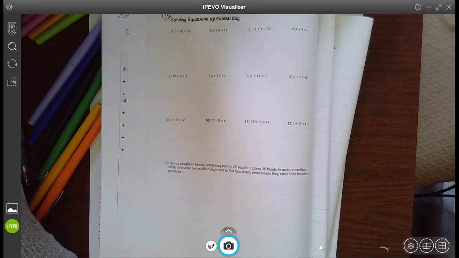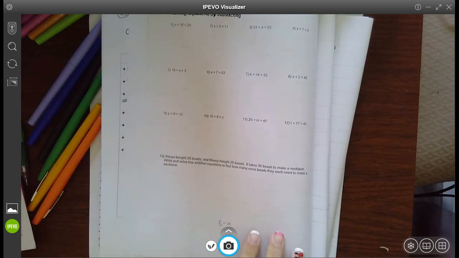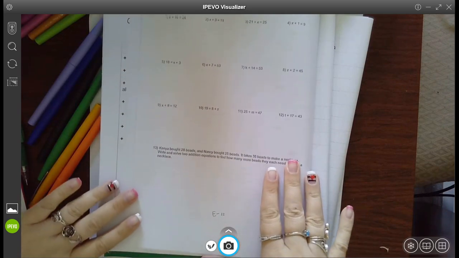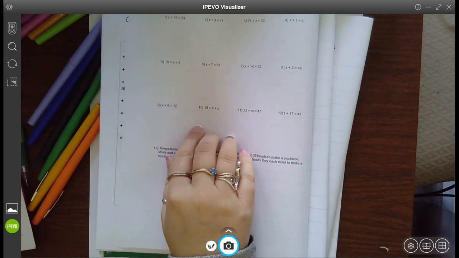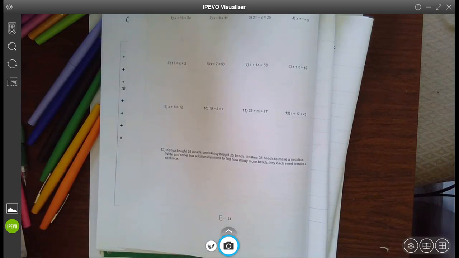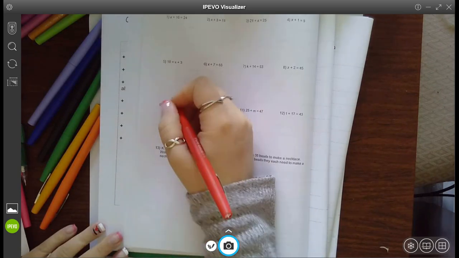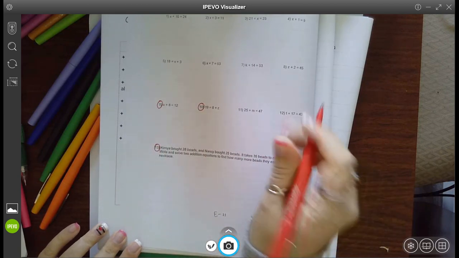Hello, my little mathematicians. I'm going to help you get started on some of the problems involving solving equations by subtracting. Now, you'll notice that these all are addition equations, and you're like, so why does it say solve by subtracting? Because we're going to do the inverse operation to solve. And what's the inverse operation of addition? That's right, you guessed it, subtraction. So I'm going to start with 9, 10, and 13 and do them with you together.